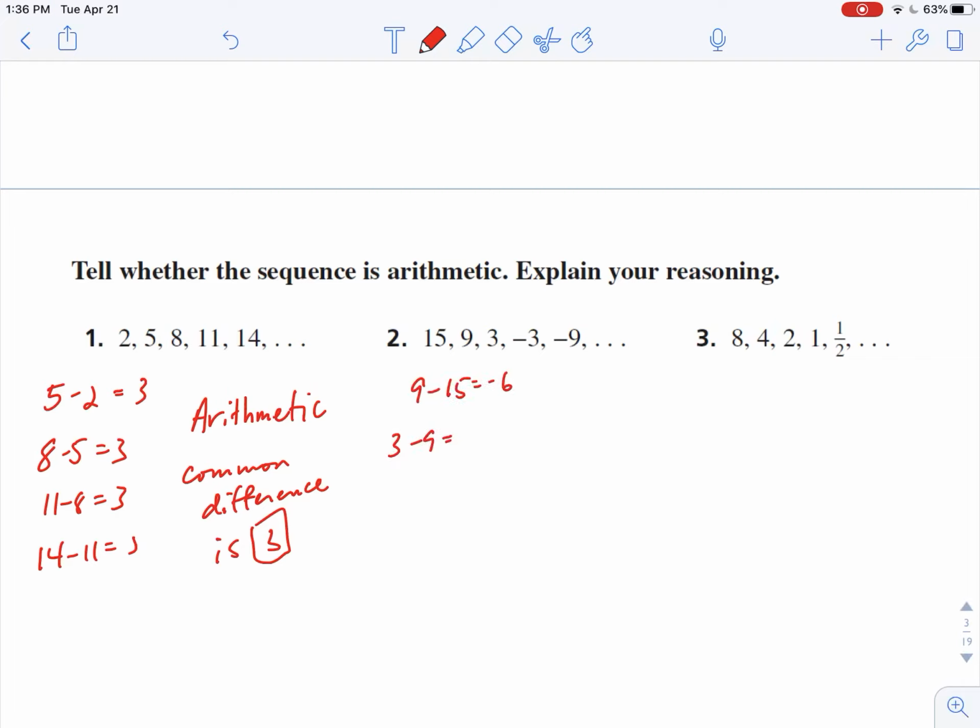All right, so question number 2, 9 minus 15 is -6. 3 minus 9 is -6. -3 minus 3 is -6. -9 minus a -3 is still a -6. So it's an arithmetic sequence with a common difference.